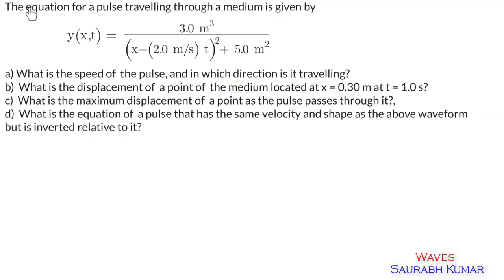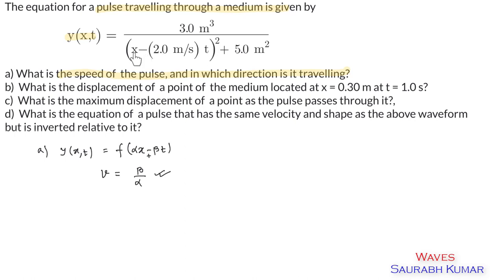Next question, the equation for a pulse traveling through medium is given by y(x,t) equal to, write this down. Units are also given. A, what is speed of the pulse and in which direction is it traveling? As we discussed, general expression for one dimensional wave is given by this. This may be plus also. And speed of pulse is coefficient of t, which in this case is beta, divided by coefficient of x, which is alpha.